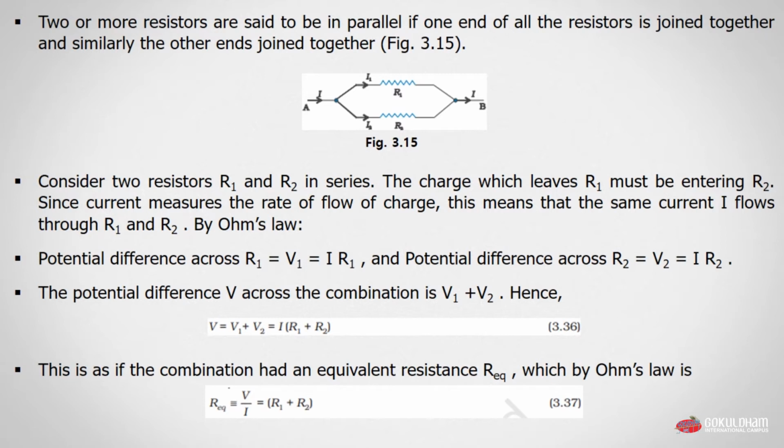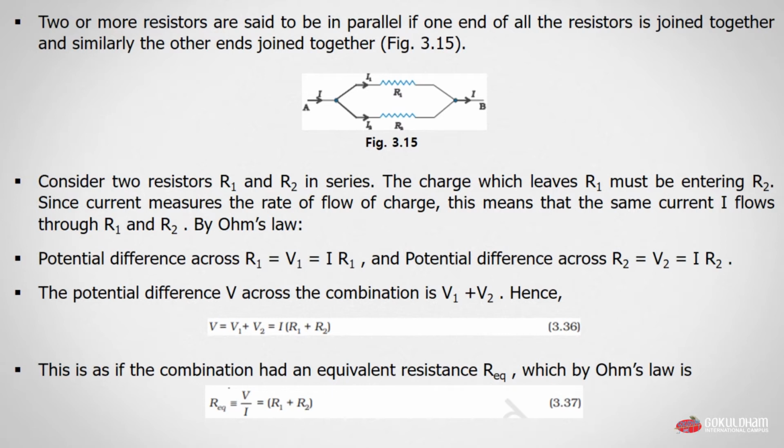Means we are dividing V by I, and we also have the value of V equal to IR1 plus IR2. So when we substitute this value of V, the I from the denominator and numerator will cancel, and we will get Req, the equivalent resistor, equals R1 plus R2, which will be our equation 3.37.